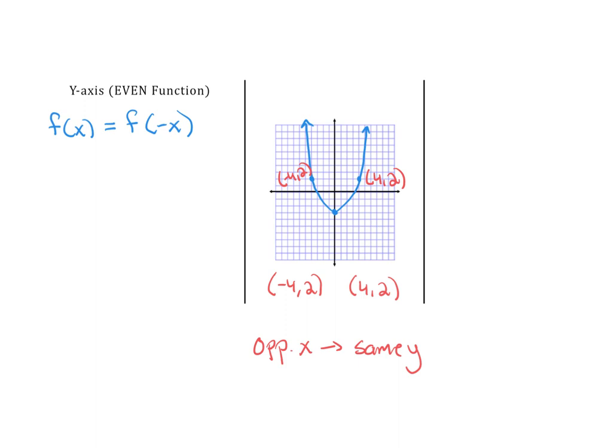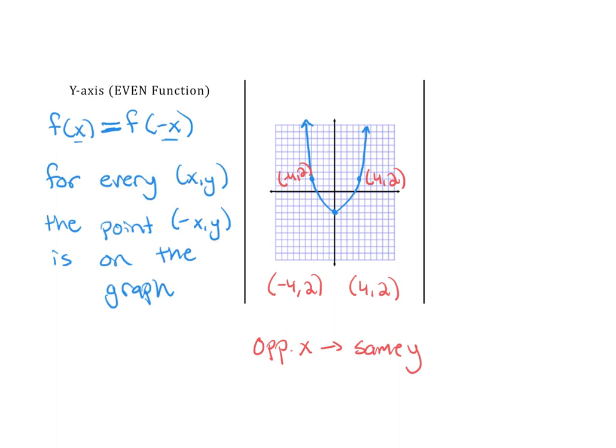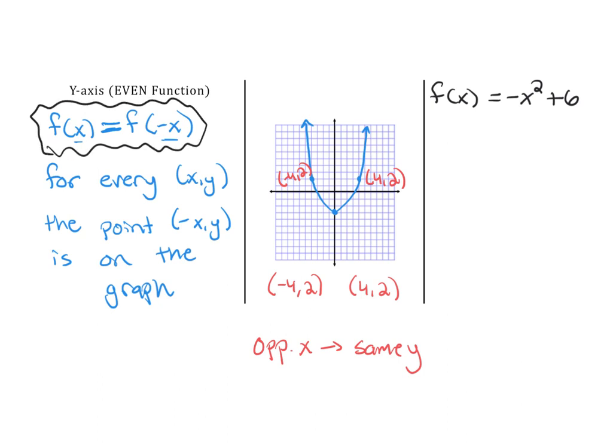Another way to write this is, opposite x values, so x and negative x, will produce the same y values. They will be equal. And to write this out in words, for every (x, y), the point (-x, y) is on the graph. So if you have a function, f(x) = -x² + 6, we're going to do a test. Is it an even function? Is it symmetric across the y-axis?